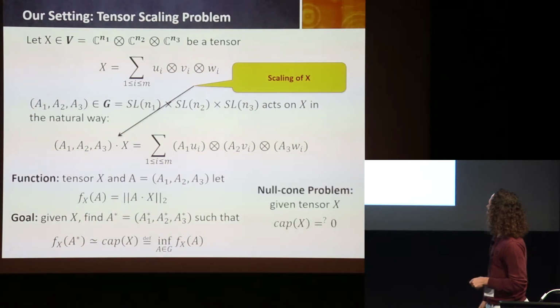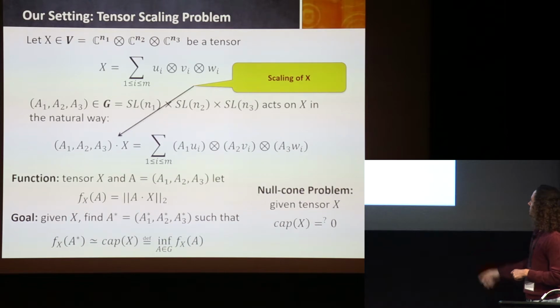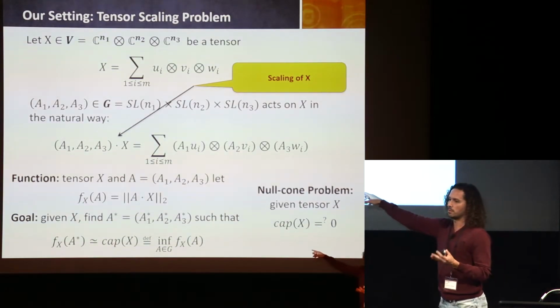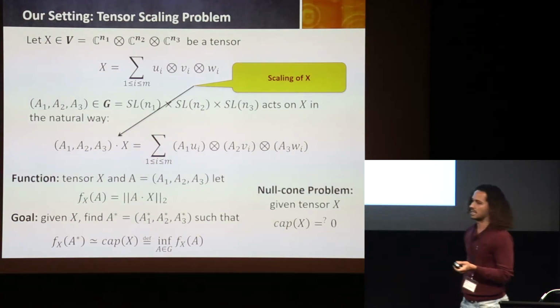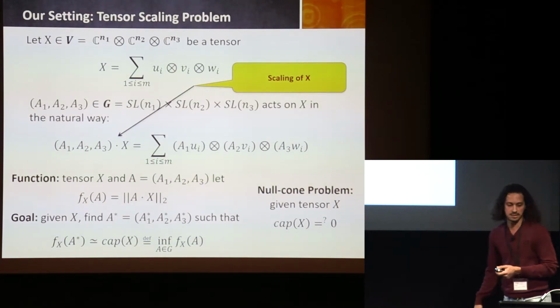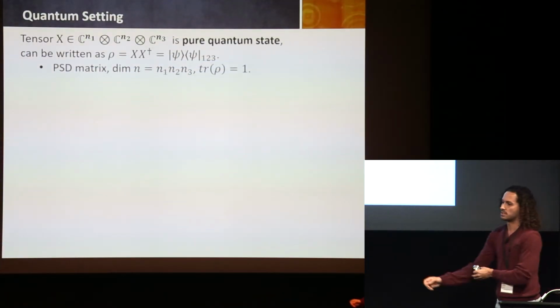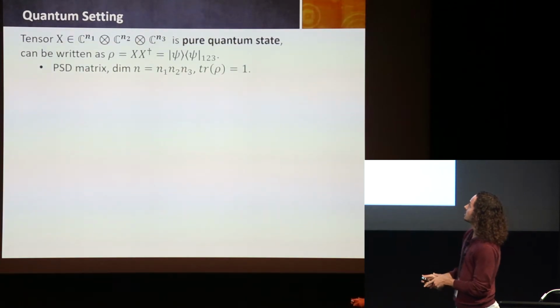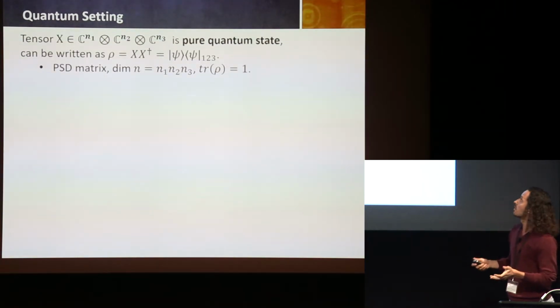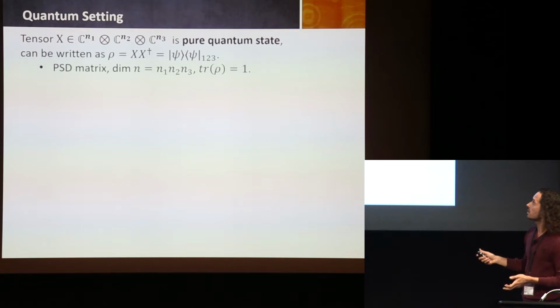And the null cone problem, on the other hand, is just to test if this infimum is actually 0. So we want to test if capacity is 0. Now, what's the connection to the quantum setting here? Well, a tensor is nothing more than a pure quantum state in many particles.